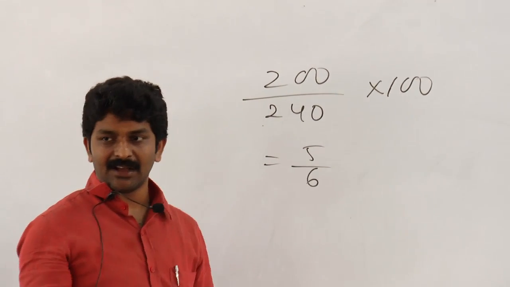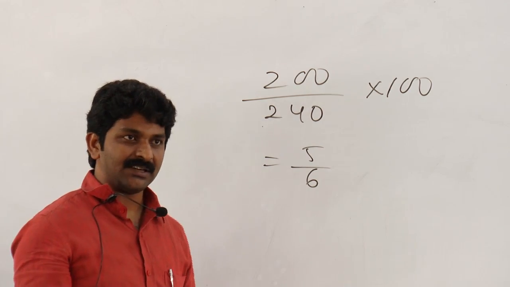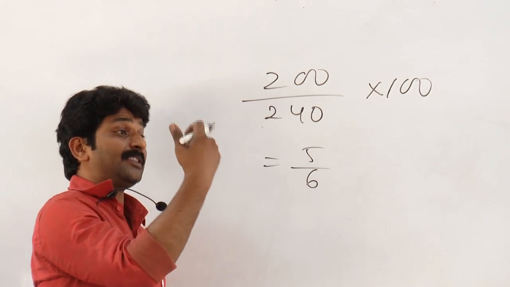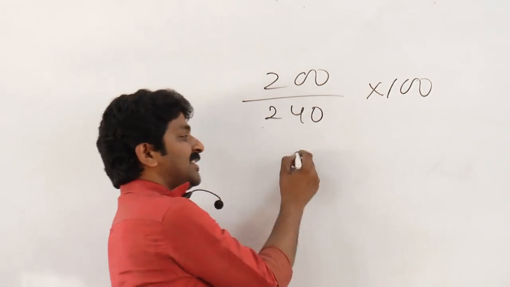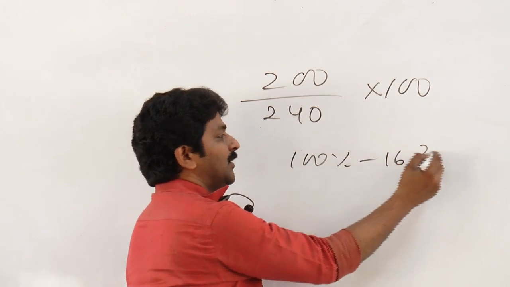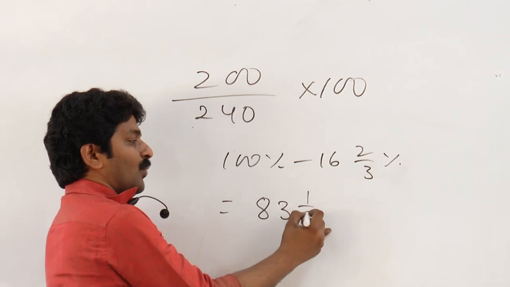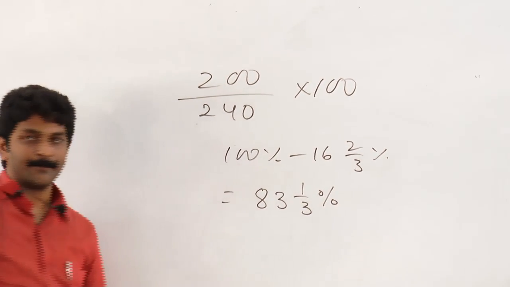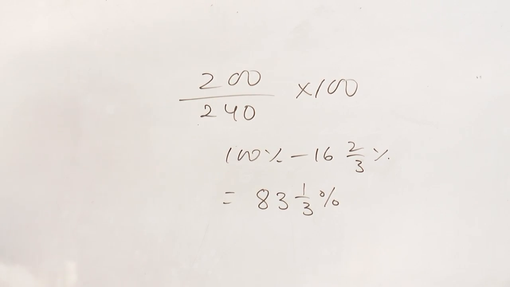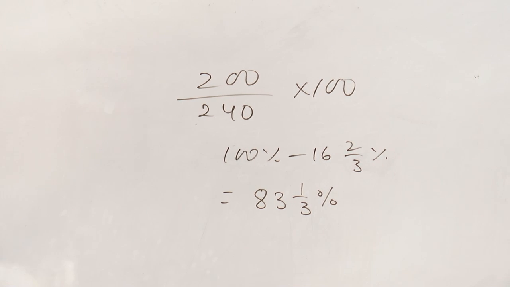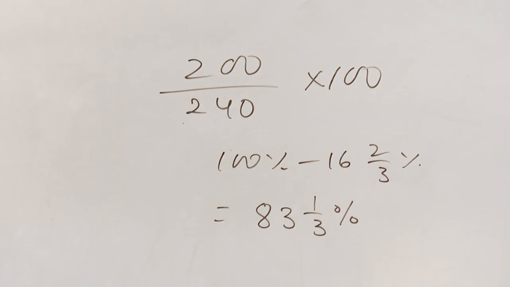What percentage is 1/6? 16 2/3%. Numerator is 16 2/3% less. Answer is 100% minus 16 2/3%, which is 83 1/3%. If you can directly get the 5/6 value, that's fine. Otherwise, numerator is 1/6 less than denominator, 1/6 in the sense 16 2/3% less than denominator, which is 83 1/3%.